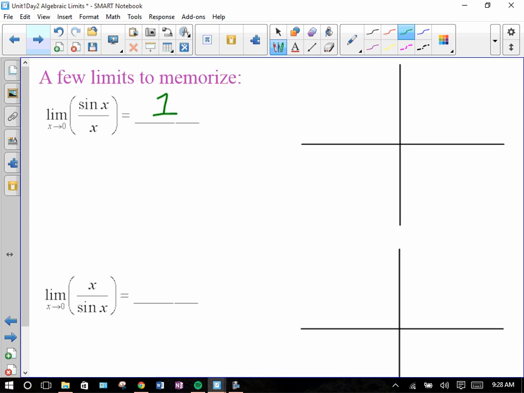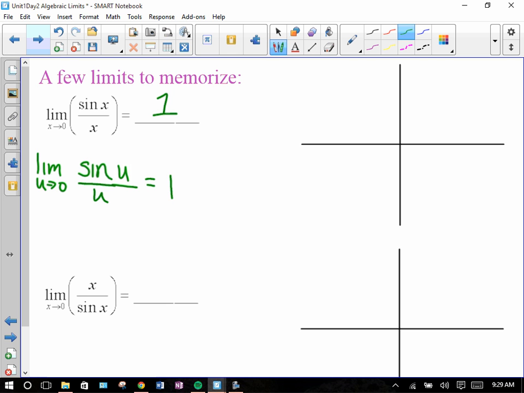Something that's very nice about this is we can actually take this and rewrite it, and say that we're going to change x to u. We're just going to represent this x and say sine u over u, where u is anything. All right, and so what we get is the limit as u approaches 0 of sine u over u. This is equal to 1 as well.